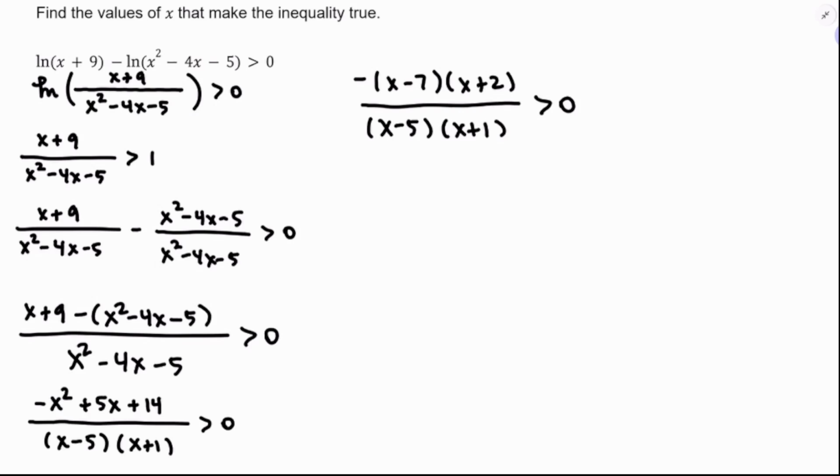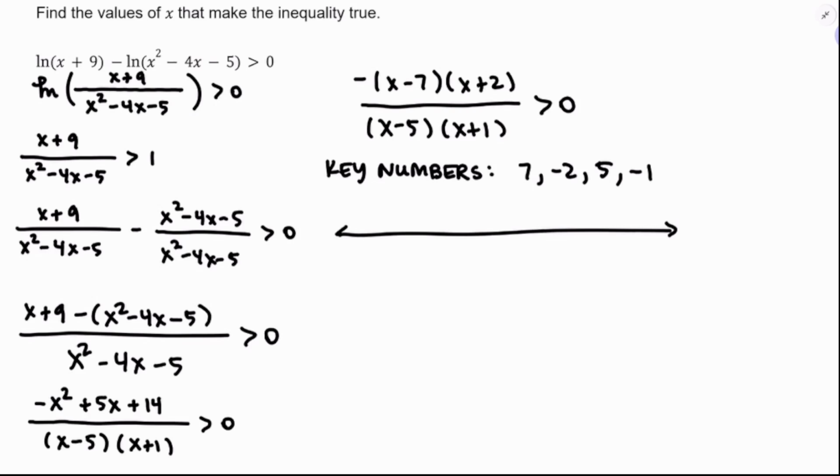So I've identified my key numbers. Now I've factored the numerator and the denominator after setting the inequality to 0. So that's going to be x equals 7, x equals negative 2, x equals 5, and x equals negative 1. Make myself a number line: negative 2, negative 1, 5, and 7.